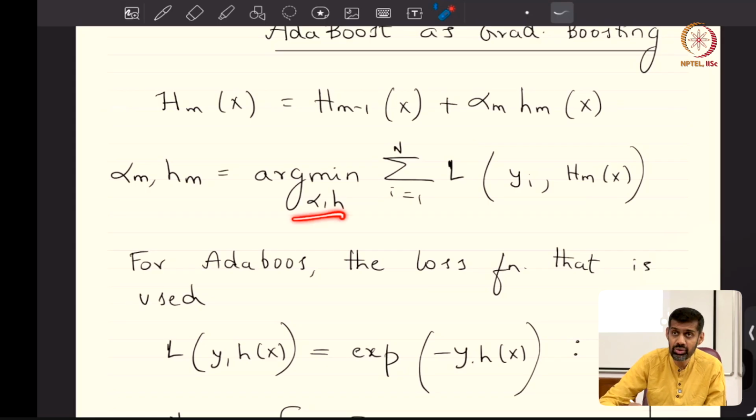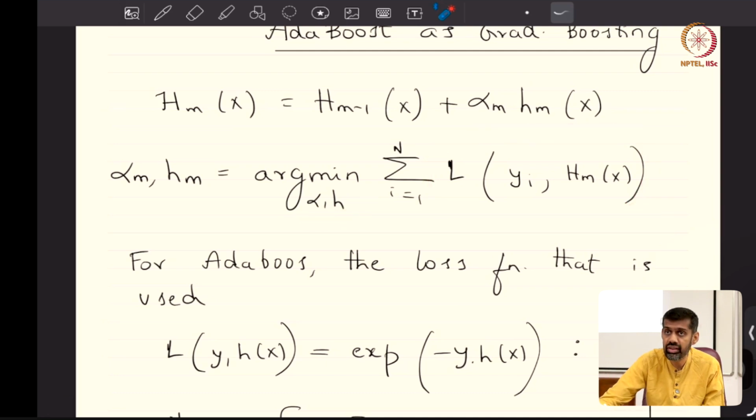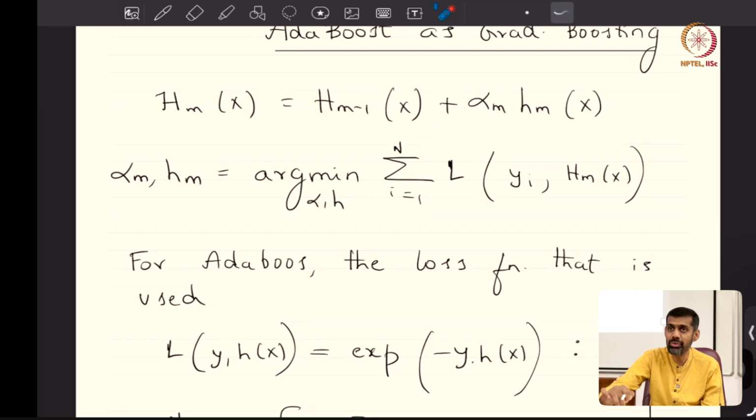No. The optimization is over alpha and h, right? So, you want to find an alpha and h such that the loss on hm is minimized. But we find it with respect to the previous hypothesis. Assuming that you know hm minus 1, the optimization is over alpha and h, that is it. Inside the loss function, shouldn't it be hm minus 1? Because that we haven't yet found, right? No, this entire thing has to be a function of alpha and h that you optimize over. So, that has to be a function of h and alpha, and what you evaluate is hm minus 1.